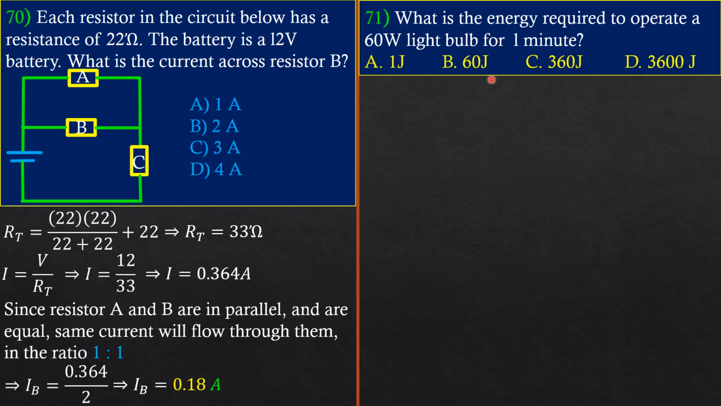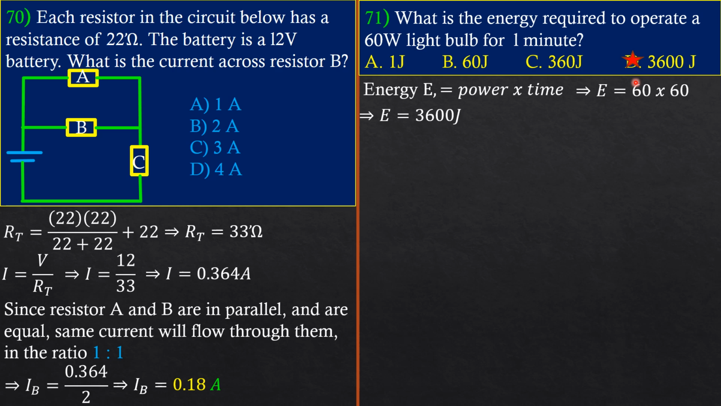Question 71 reads: what is the energy required to operate a 60-watt light bulb for 1 minute? So, guys, it's very direct. Let's know that our energy E is simply given as power times the time, that's the power times the time interval in which the bulb is being used. So we have E with the power as 60 watts and the time as 1 minute. We have to convert 1 minute to seconds, so we have 60 times 60, which gives us 3,600 joules. So option D is the best option, guys.